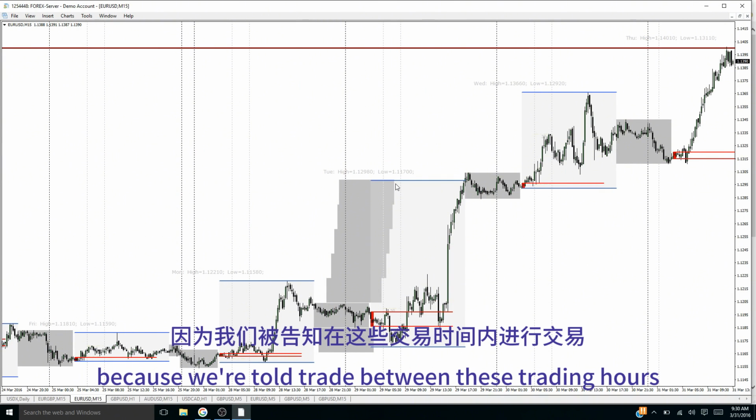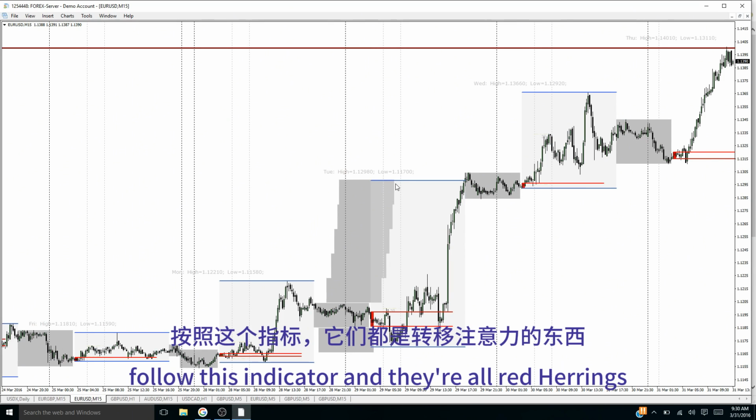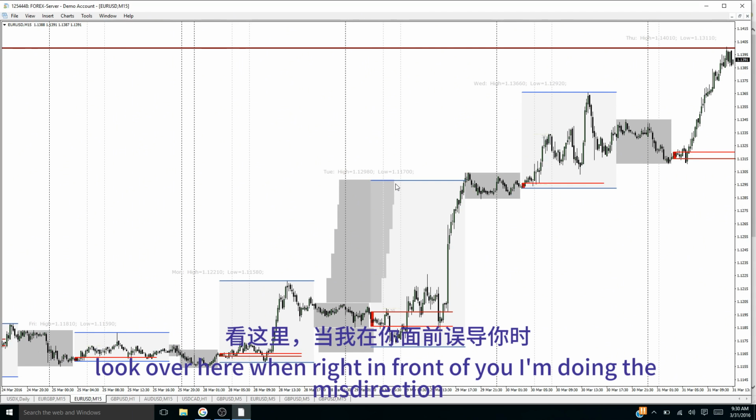Why? Because we're told trade between these trading hours. Trade at this time of day. Follow this indicator. And they're all red herrings. Look over here, when right in front of you I'm doing the misdirection.